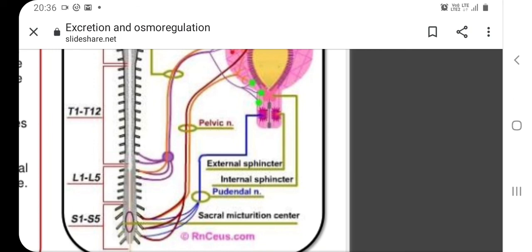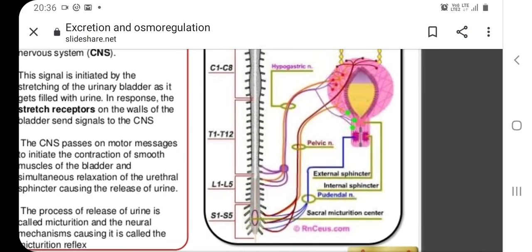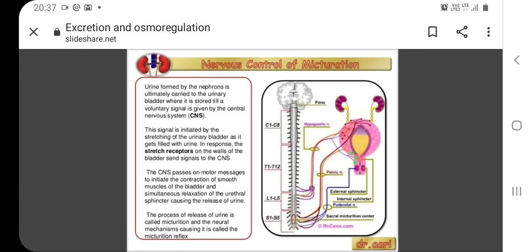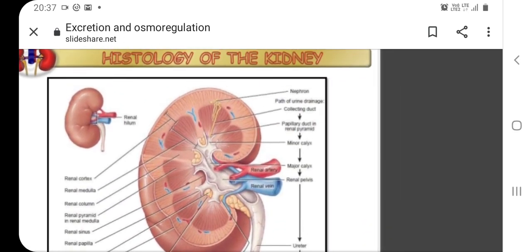You can see the internal and external sphincter. The process of release of urine is called micturition or urination, and the neural mechanism causing it is called the micturition reflex. Histology of kidney.